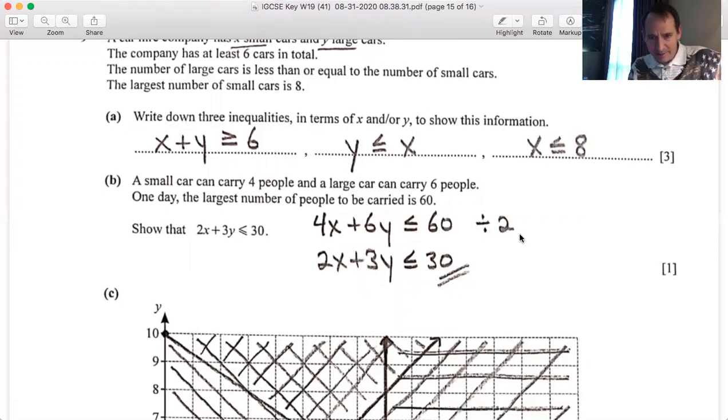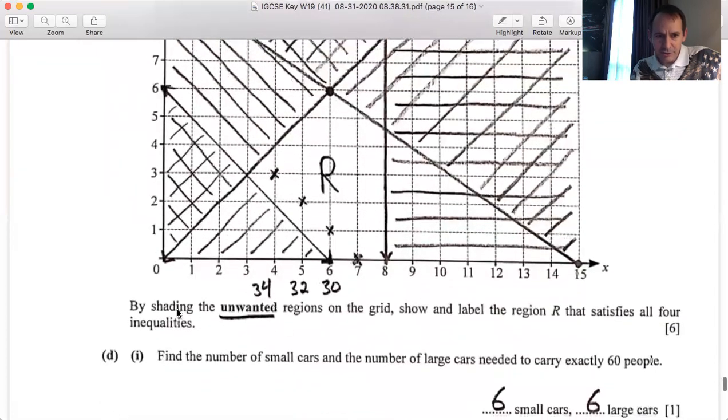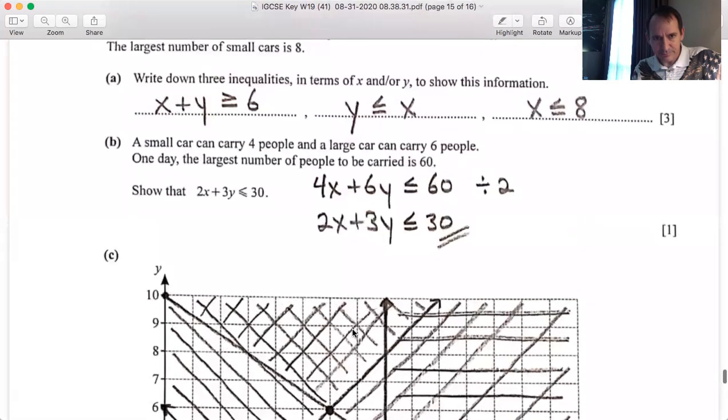Then divide that by 2 because they're all divisible by 2. And you can see that your other equation here is 2x plus 3y less than or equal to 30. Now it tells you to, by shading the unwanted regions, show and label the region R. This is called our feasibility region that satisfies all 4 inequalities.